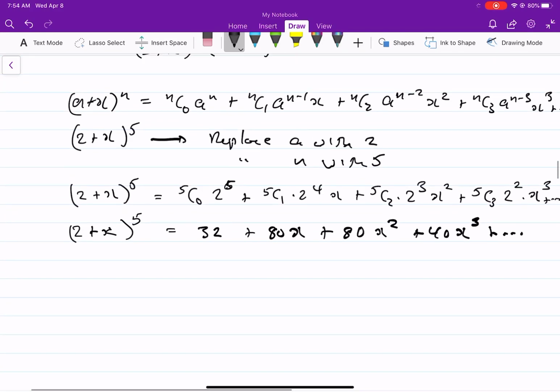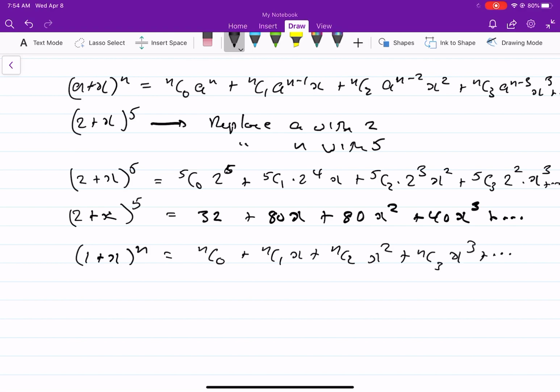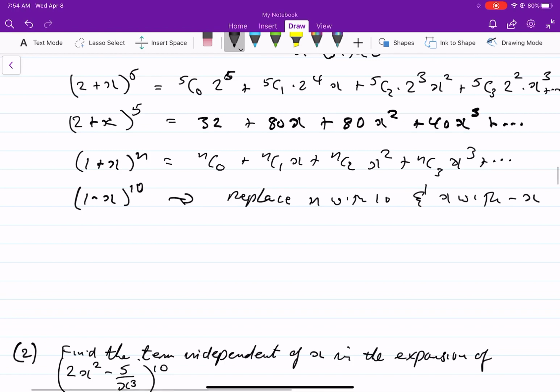Then the next part is I have to expand 1 minus x to the power 10. Well, I'll use 1 plus x to the n to expand that. 1 plus x to the power n is nc0, nc1 x, nc2 x squared, nc3 x cubed. And I'm expanding 1 minus x to the power 10. To expand that, I need to replace n with 10 and x with minus x. So let's see how that goes.